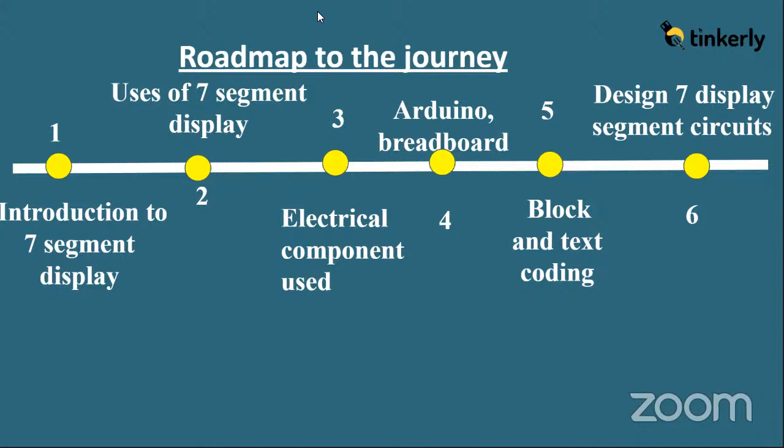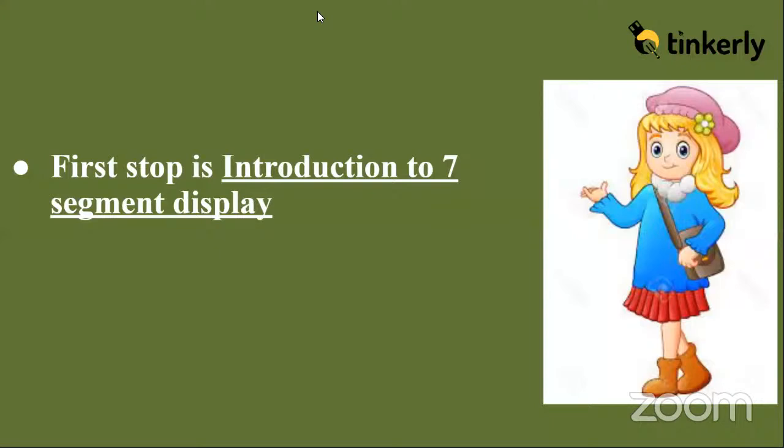Then the third stop is what electrical components we are going to use. Apart from the 7-segment display, what all electrical components we will use to make this digital printing of the numbers from 0 to 9 that we have seen. From that, we will see what is Arduino and what is a breadboard. Then the fifth stop is about block and text coding, where we will see what block coding and text coding are and how we implement them. And finally, at the sixth stop, we are going to design our 7-segment display circuit. So friends, let's start. Our first stop is the introduction to the 7-segment display.